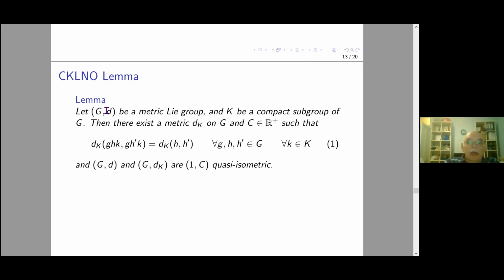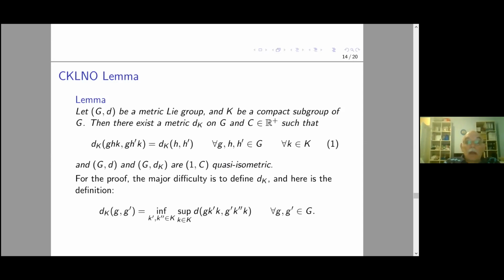So I can take a metric Lie group and find a new metric on it that has this extra property. It's actually the same group with the old metric and the new metric, and these are quasi-isometric, which means that they're almost the same. So that's a little technical lemma.